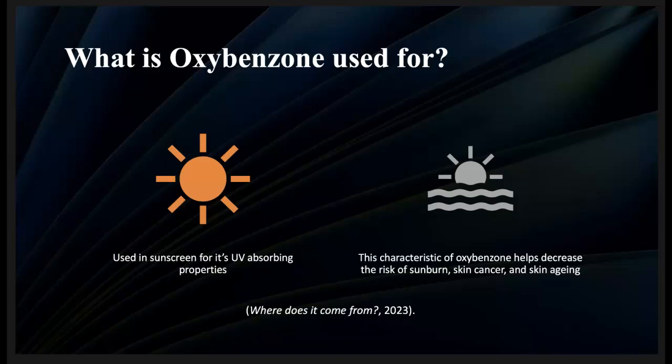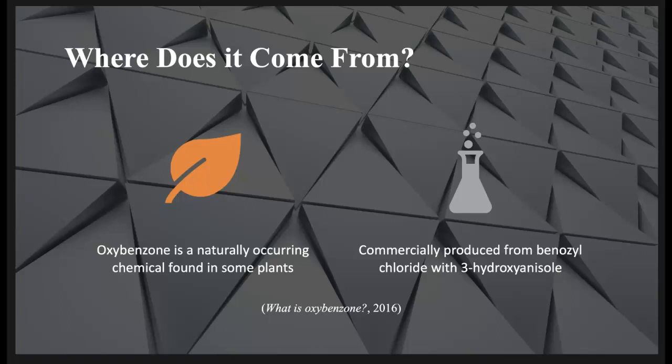What is oxybenzone used for? It's used mostly in sunscreen for its characteristic of UV absorption, which also helps decrease the risk of sunburn, skin cancer, and even skin aging. Oxybenzone is naturally occurring in some plants, but is mostly commercially produced from benzyl chloride with 3-hydroxyanisole.